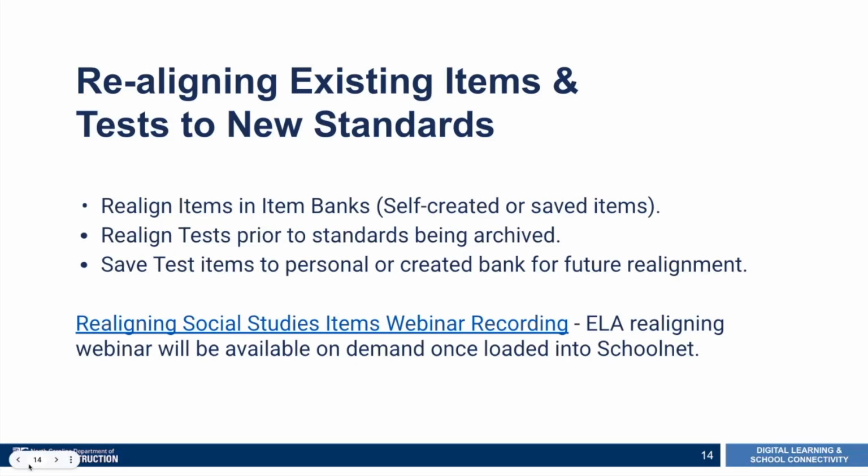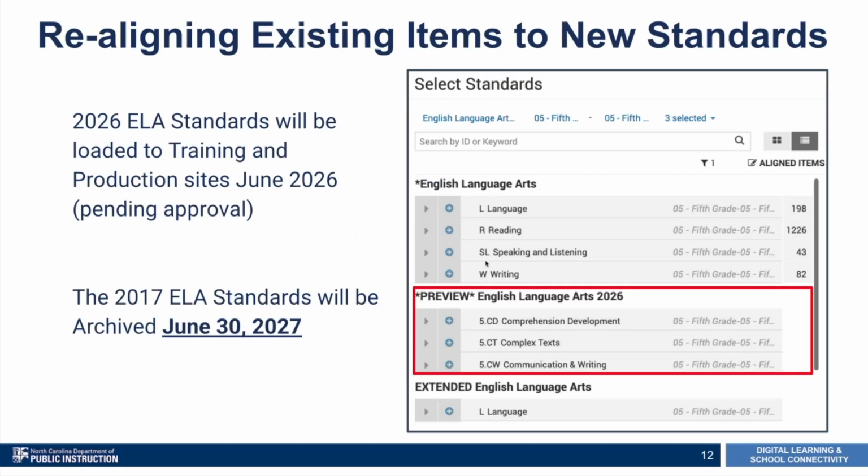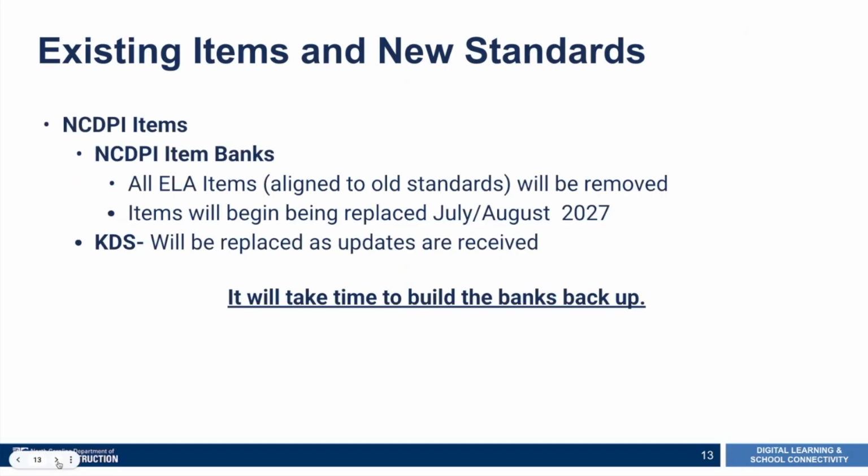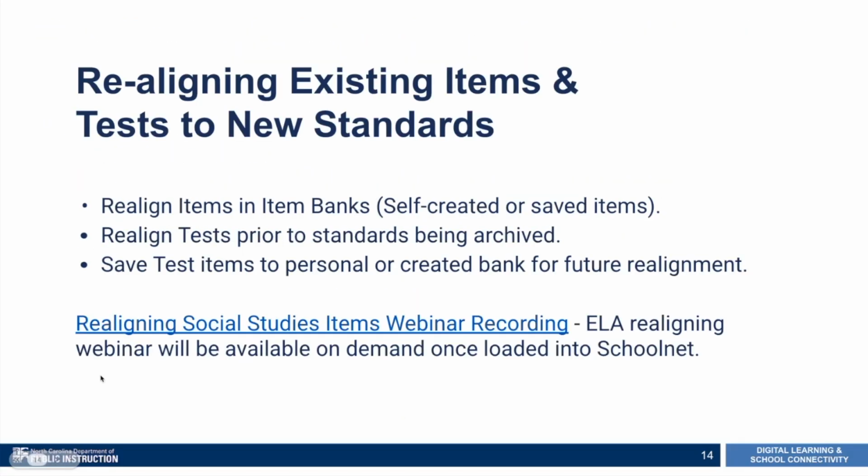Hence, that's the reason why we are having the standards sit side by side, so that when you are looking at items you may want to realign, you would see the current standards and the future standards. Okay. Now, we've already been through this process twice with social studies and science. So here we've linked a recording of the social studies items webinar realignment, and you can kind of get the gist of what you'll be doing with ELA.